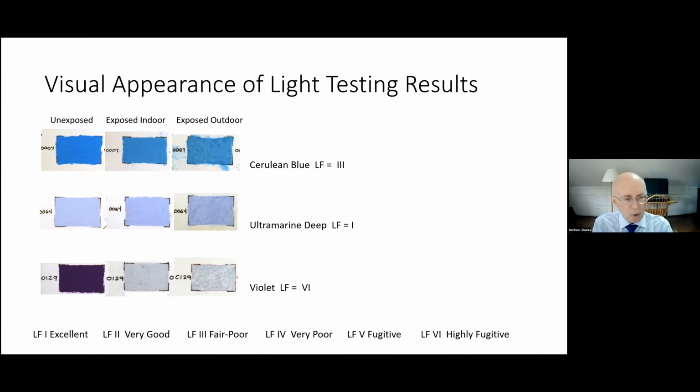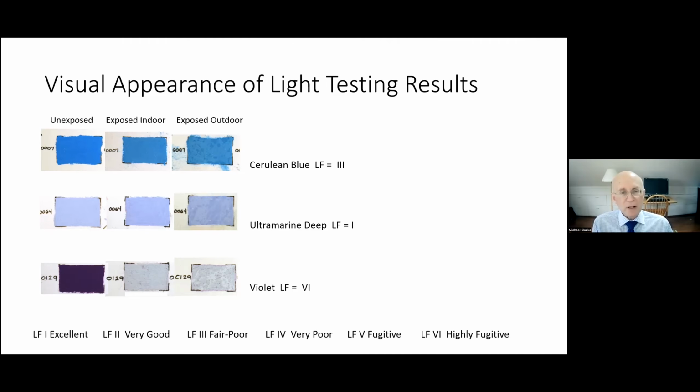I'm hoping that with these three samples, you can kind of see that the unexposed sample looks rich, saturated. You can see that the color was applied in that little rectangle, staying within. We put these little guide marks in pen in order to keep our samples neat and uniform.